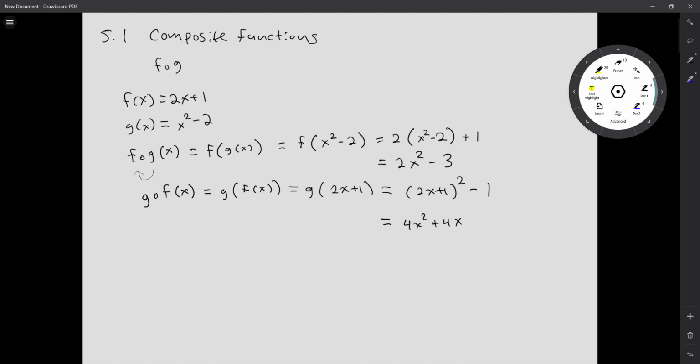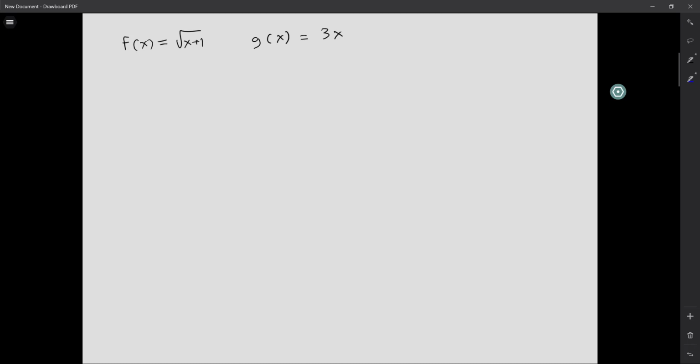Now, using composite functions, if I wanted to, say, evaluate FOG at somewhere specific, there's two things I could do, really. Let's choose a different pair of functions for this next part. Let's let f of x be equal to the square root of x plus 1, and g of x equal to 3x. And let's list a bunch of things we want to find.